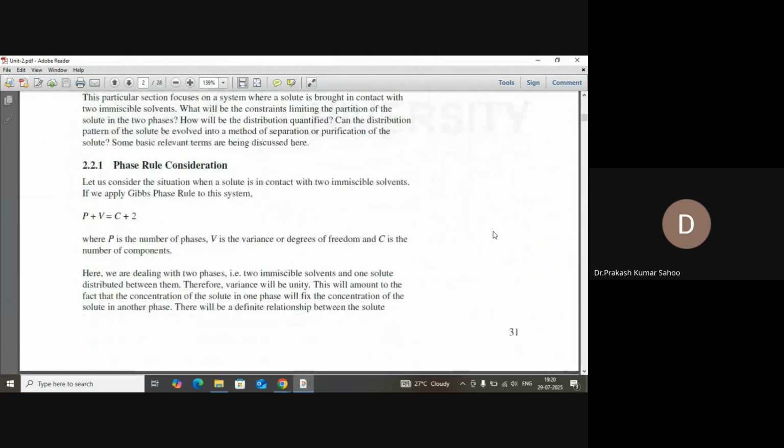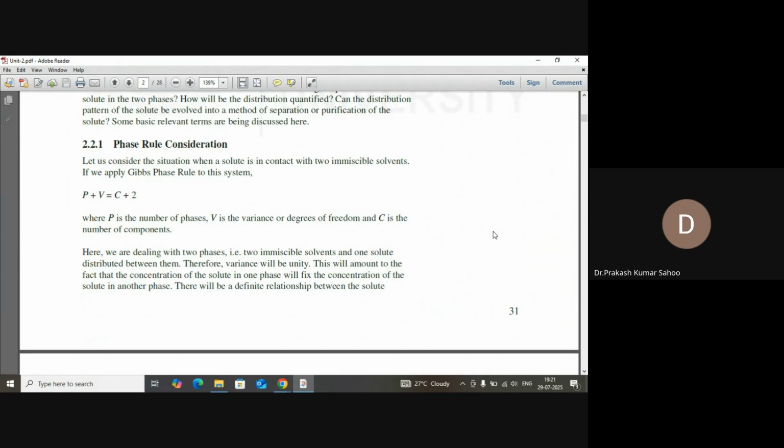Then we have the phase rule consideration, that is F equal to C minus P plus 2. Or it may be written as P plus V equal to C plus 2, and this rule was given by Gibbs, where P is the phase, C is the component, and V is the variance, which is also known as the degree of freedom.